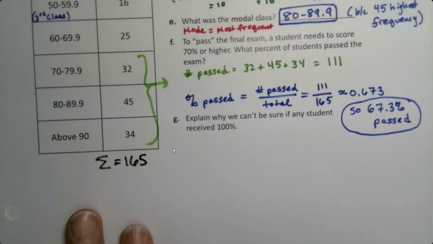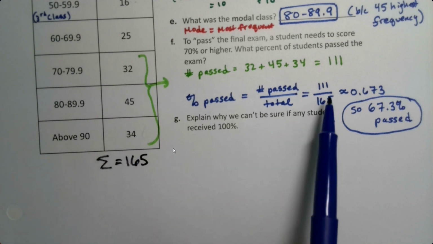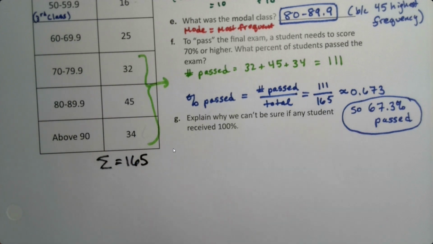So it's a little bit of math. We had to add the big group and this little group. Then we had to divide, get a decimal, and change it into a percentage.